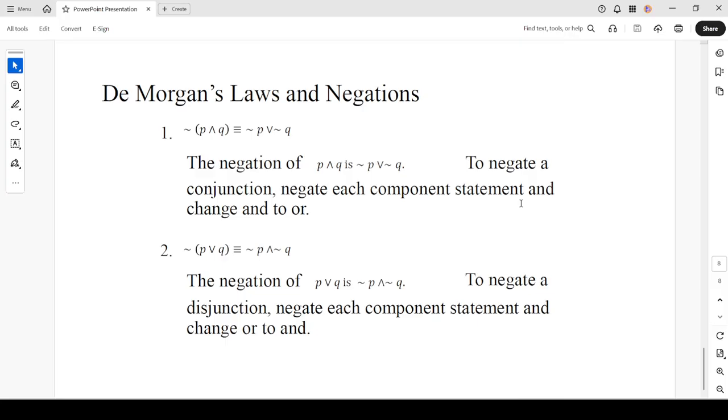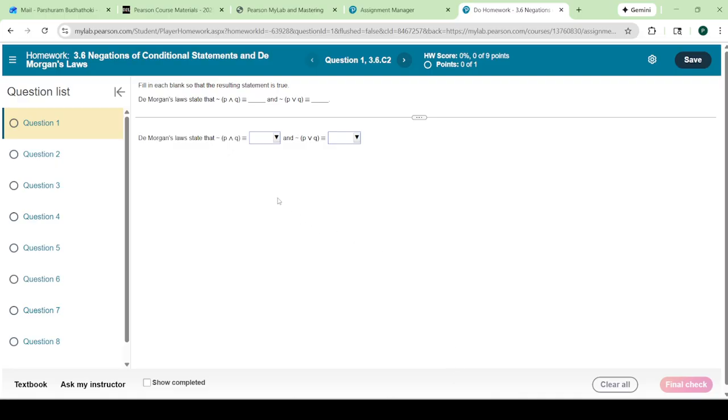So that's the verification. One more time, De Morgan's laws for the negation: negation of P and Q is equivalent to negation of P or negation of Q. And similarly, negation of P or Q is equivalent to negation of P and negation of Q. Okay, let's see some examples.